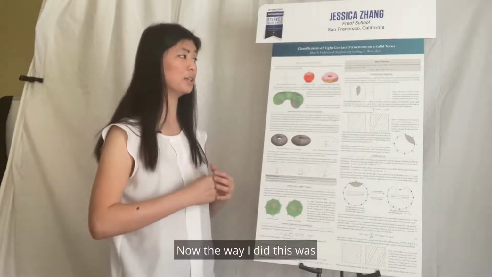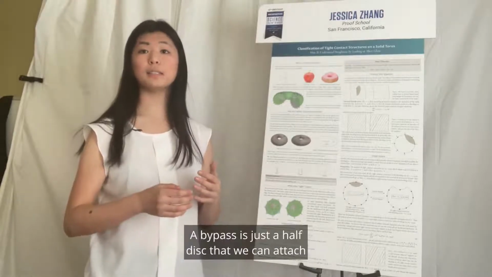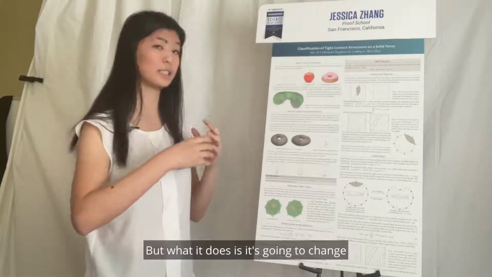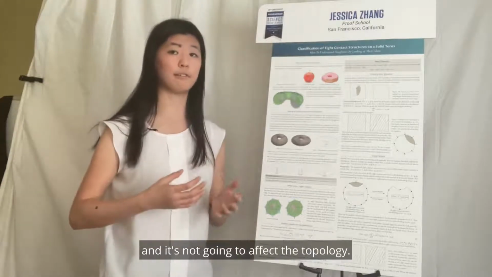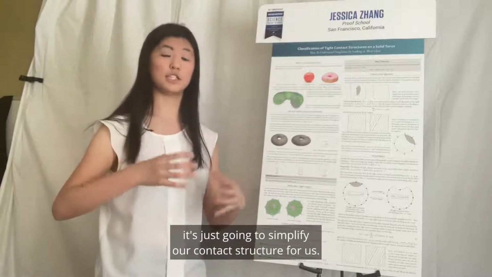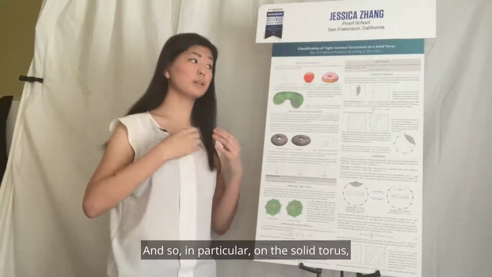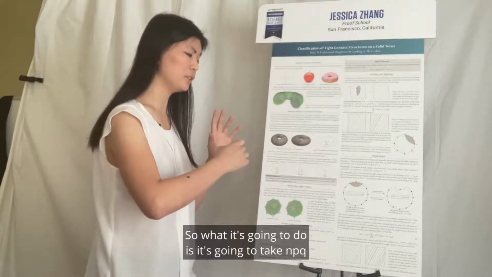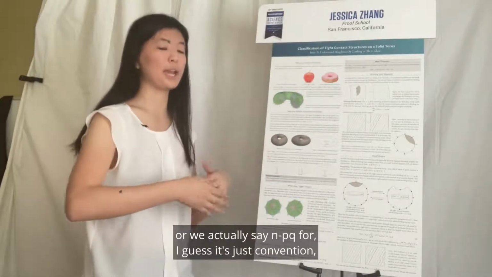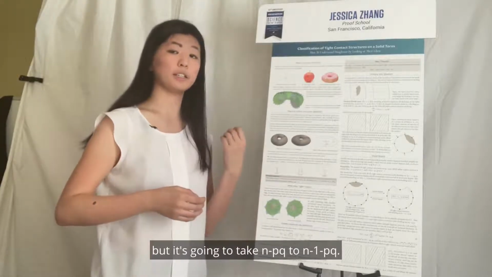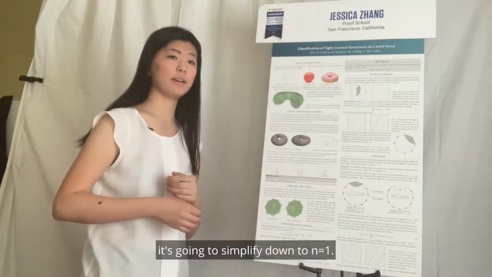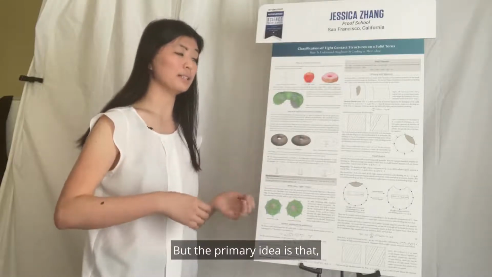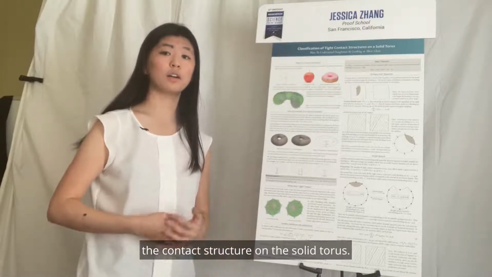Now, the way I did this was by using something called a bypass. A bypass is just a half disk that we can attach to any shape really, but what it does is it's going to change the contact structure of the shape, and it's not going to affect the topology. So it's not going to change what the shape is. It's just going to simplify our contact structure for us. And in particular, on the solid torus, it's actually going to simplify the dividing set. What it's going to do is take n, p, q, or we actually say n minus pq, it's just convention, but it's going to take n minus pq to n minus 1 minus pq. So you can already see how it's going to simplify down to n equals 1. And I'll do something kind of funny when n equals 1, but that's not really a big deal. But the primary idea is that a bypass is going to simplify the contact structure on the solid torus.